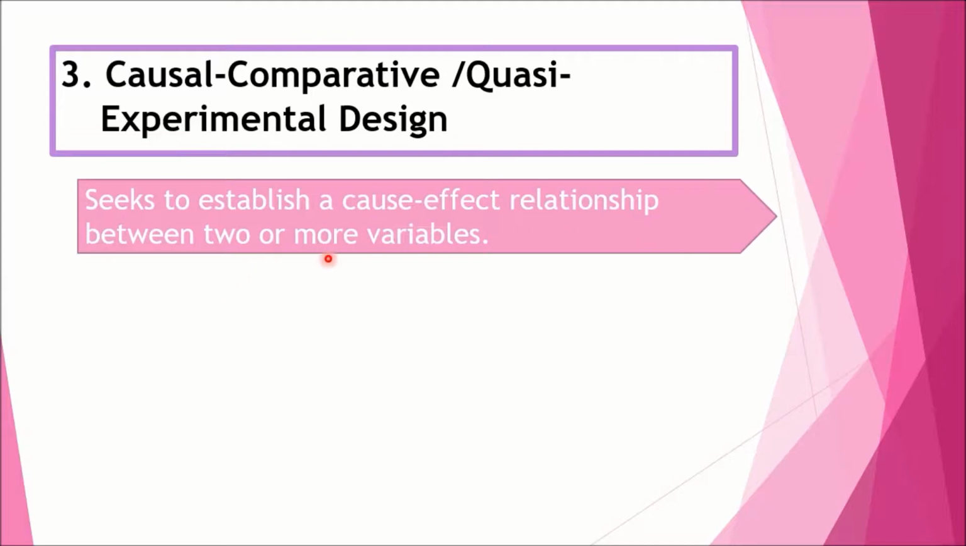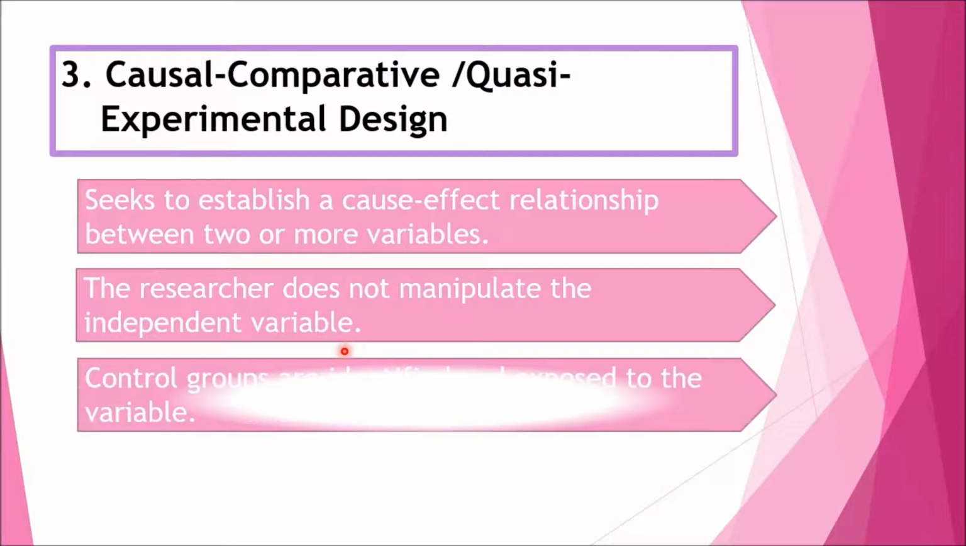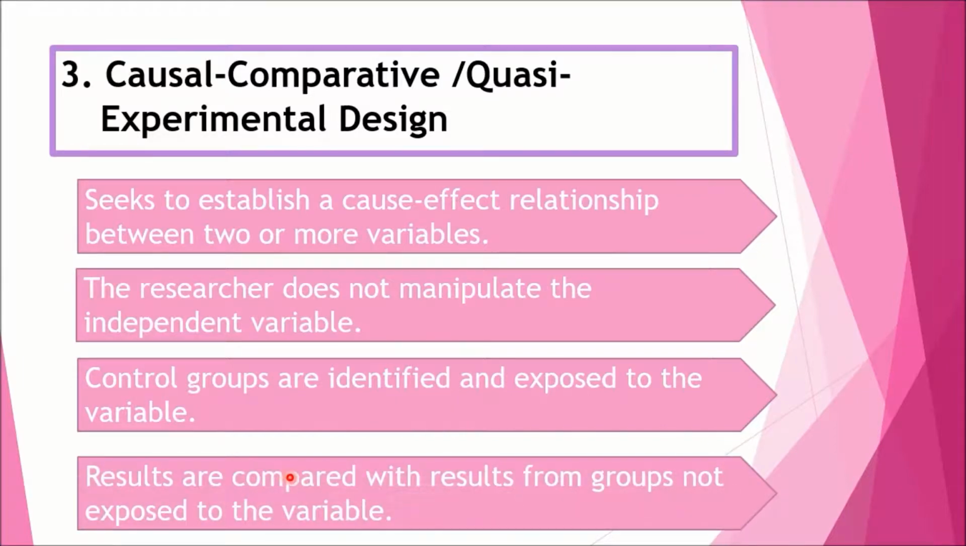It seeks to establish a cause-effect relationship between 2 or more variables. The researcher does not manipulate the independent variable. Control groups are identified and exposed to the variable. Results are compared with results from groups not exposed to the variable. So, halimbawa lang yan ng causal-comparative or quasi-experimental.